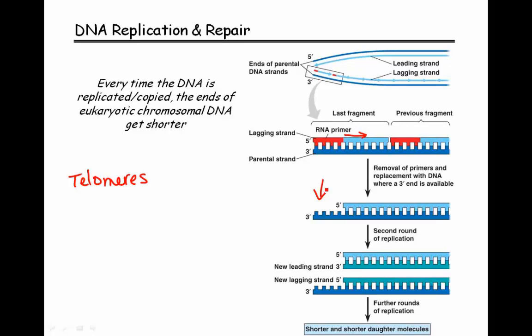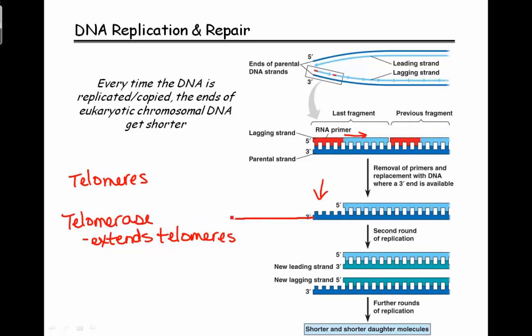So the enzyme that is involved in this is called telomerase. Telomerase basically extends the telomeres. Because it extends the telomeres, we're not going to have such a problem with this. If we look at this image, what telomerase is going to do is essentially add on some extra DNA on the end here, which essentially moves the 3' end out quite a lot.